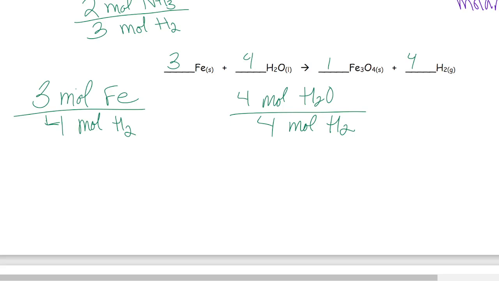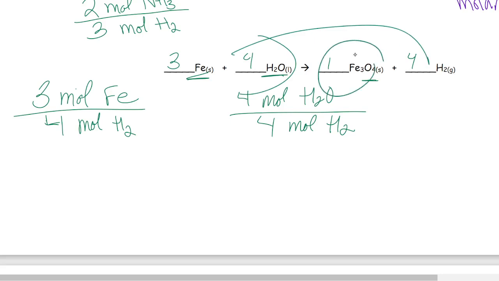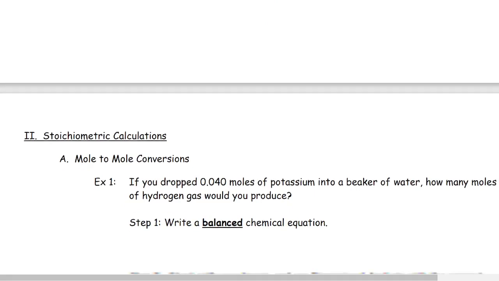If you find this part difficult, chances are you're overthinking it. So all we did was pull the coefficients. So what I wanted you to see was that you can relate any two reactants to one another, you can relate any two products to one another, you can relate a reactant to a product, you can relate a different product to a reactant, it does not matter as long as you're using the coefficients every single time.